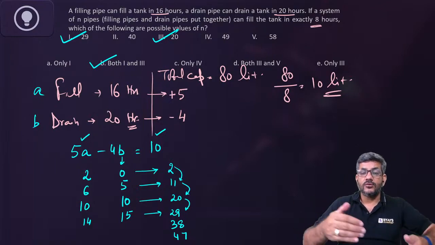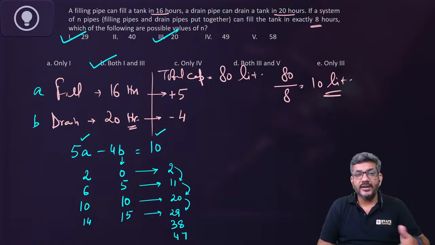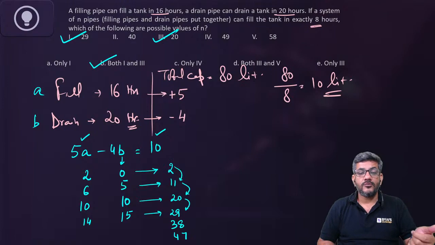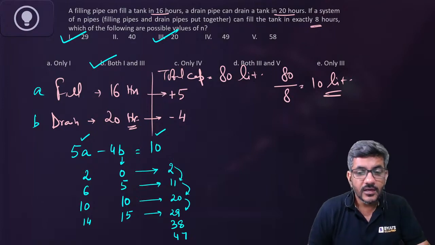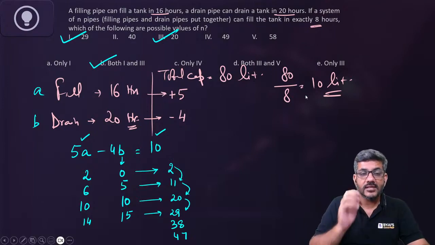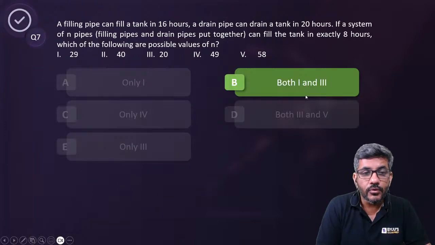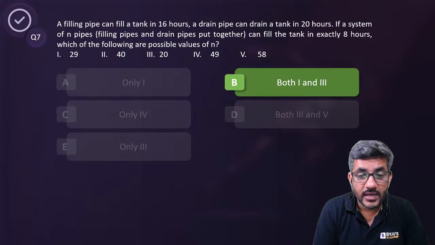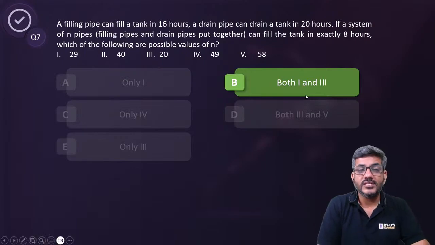9 से इंक्रीज करते रहो. 2 plus 9 11, 11 plus 9 20, 20 plus 9 29. So that way if you go on, there is a possibility of 29, there is a possibility of 20. So there are two possibilities according to which this can happen. My answer is option B, that is both 1 and 3. That was question number 7. I am sure you all have understood. I'll move ahead now to question number 8.